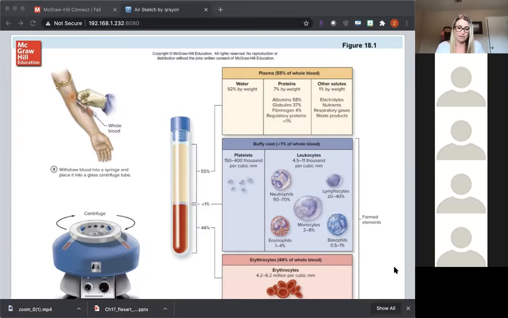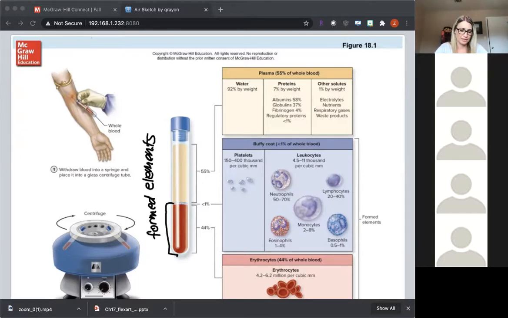And then only about 45% are the formed elements. Okay, these two right here, the red and the grayish little thin band, these are your formed elements. Okay, so those are your formed elements. Oh, why didn't it finish writing? Okay, formed elements.